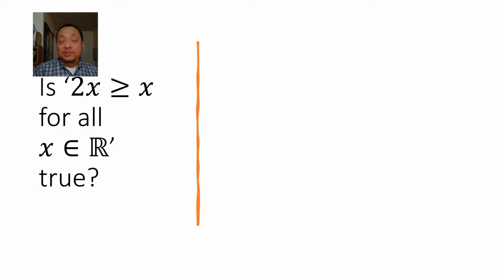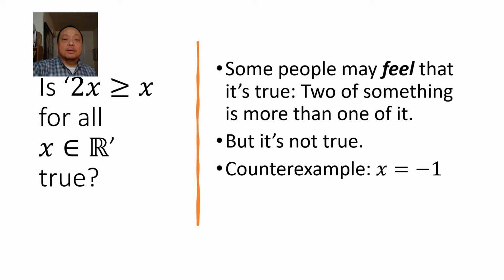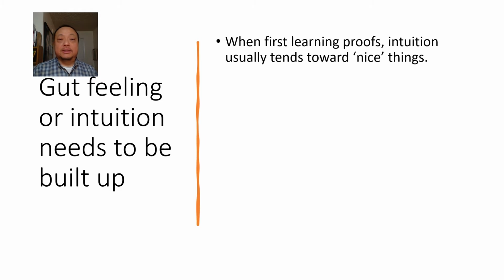Well, is this a true statement? Our gut feeling at first may be that it's true. If we take a number x and we double it, it gets bigger. But that's not actually the case all the time. Here's a counterexample. When x is equal to -1, then 2x is equal to -2, and that's less than x, which is -1. This illustrates a problem with relying on intuition or gut feeling.